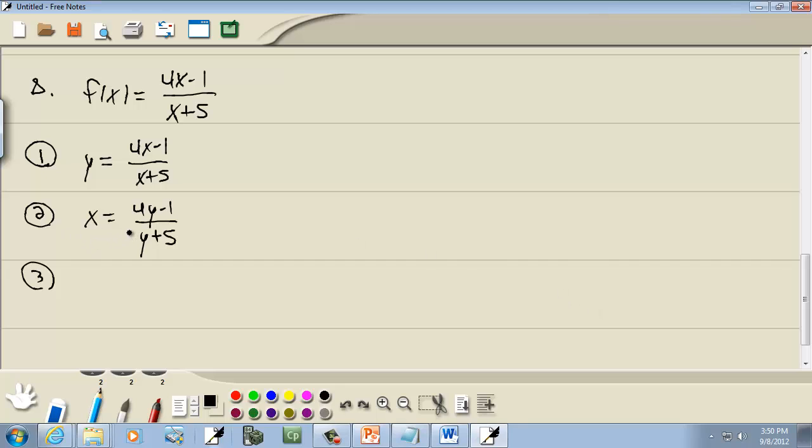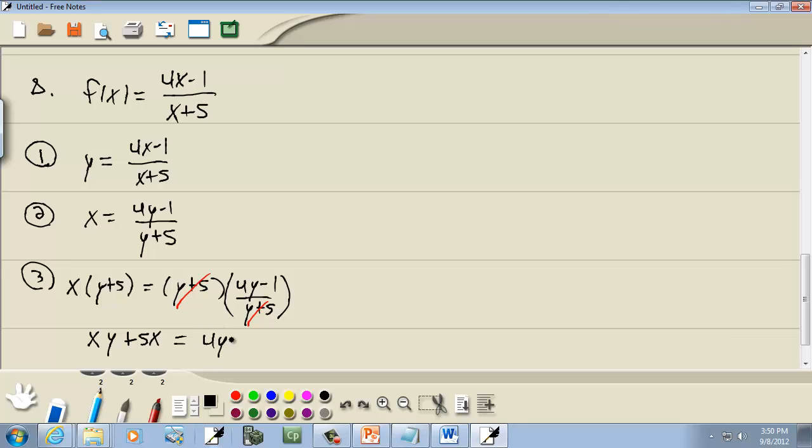Whenever we've dealt with rational equations, your first step is to get rid of the fractions. So multiply everything by the LCM of all your denominators. I only have one denominator, the y plus 5, so I'll multiply both sides by y plus 5. When we do that, the y plus 5 is going to cancel. x times y is xy, x times 5 is 5x, and this is 4y minus 1.